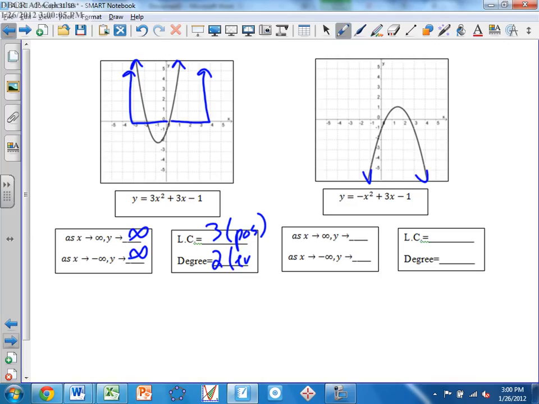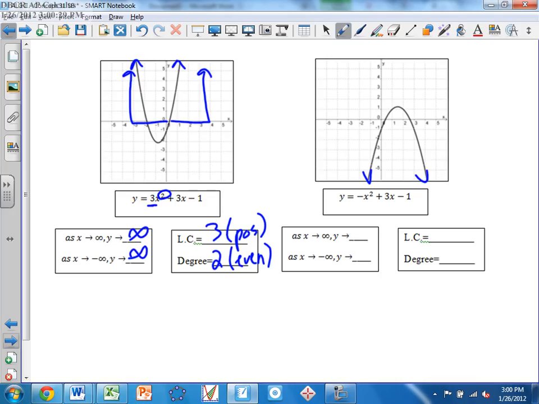Very good. Degree is the highest exponent. So look at the equation. Highest exponent is a 2 right here. That's your degree. The leading coefficient is always the number in the front. Remember, it's got to be in the right order. All these functions I gave you today are in the right order. If you're practicing this for your homework, some of them I just mixed up on purpose. So make sure you put it in the right order and then do this problem.